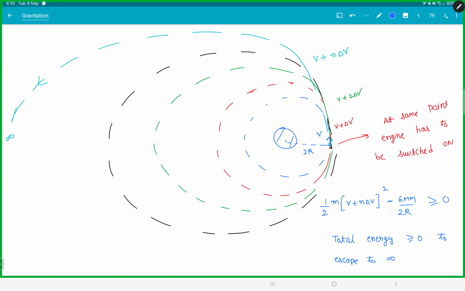So why switching on the engine at that point is the most important thing. And that is the reason why it becomes difficult as it goes faster and faster, isn't it? You have a very small time interval. You have to precisely switch it on and precisely switch it off. Let's say by chance, accidentally, instead of switching on there, you switch it on somewhere here, and then this guy will start going in a new orbit. So your whole calculations will keep getting messed up.